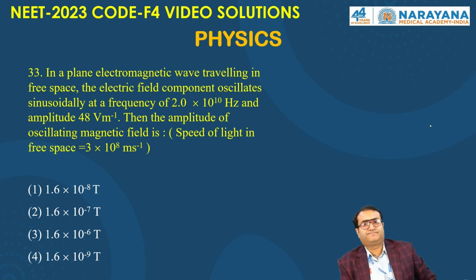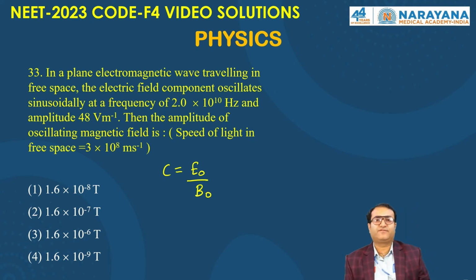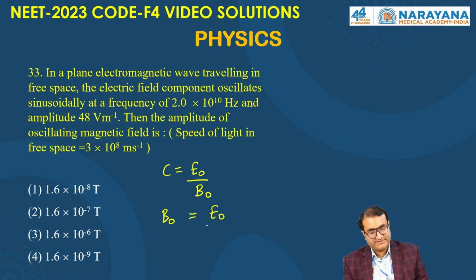Question number 33. In a plane electromagnetic wave traveling in free space, the electric field component oscillates sinusoidally at a frequency of 2 into 10 power 10 Hz and amplitude 48 volt per meter. The amplitude of the oscillating magnetic field is, we have a relation c is equal to E naught by B naught. E naught is the amplitude of the electric field and B naught we need to calculate, it is the amplitude of the oscillating magnetic field. B naught we can write as E naught by c.